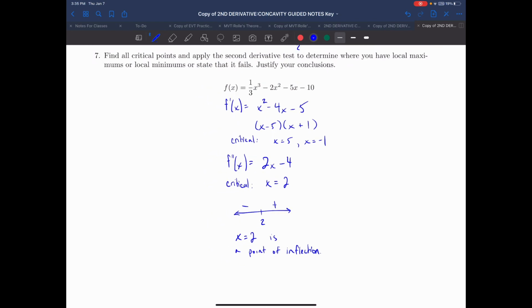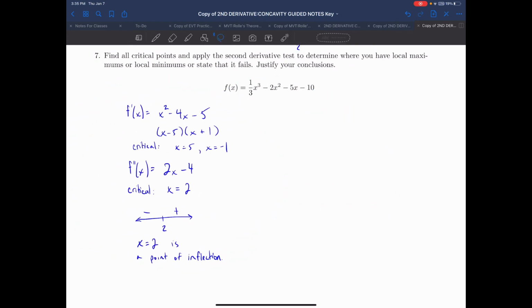Okay. So let me move that a little bit. All right, so now let's see here. So, local maximums or minimums. Well, all we have to do for that is plug in the critical points from the first derivative into the second derivative. So f double prime of 5 equals, is it a positive or negative number? That's the real question. Well, it is positive. And then f double prime of negative 1 is negative.